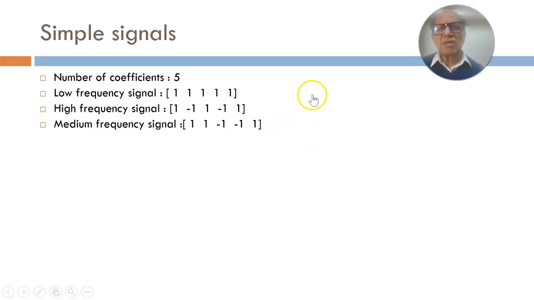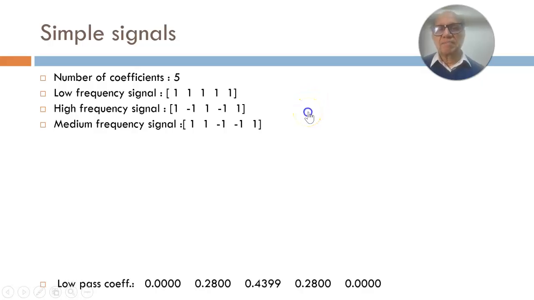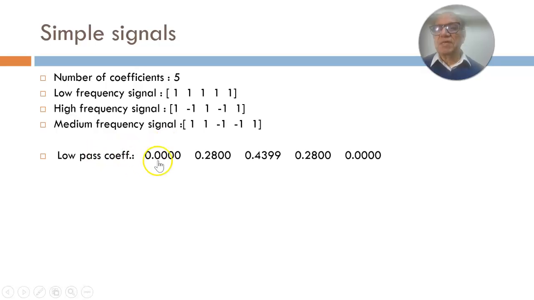Basically what we want to do is to have some qualitative feel for what is happening when the time domain calculations are done. All right. So having defined the low, high and the medium frequencies, let us now look at some typical coefficients for various filters and then try to see what is the value of the sum of the products for various frequencies. Okay. So low pass coefficient is again 5 values.